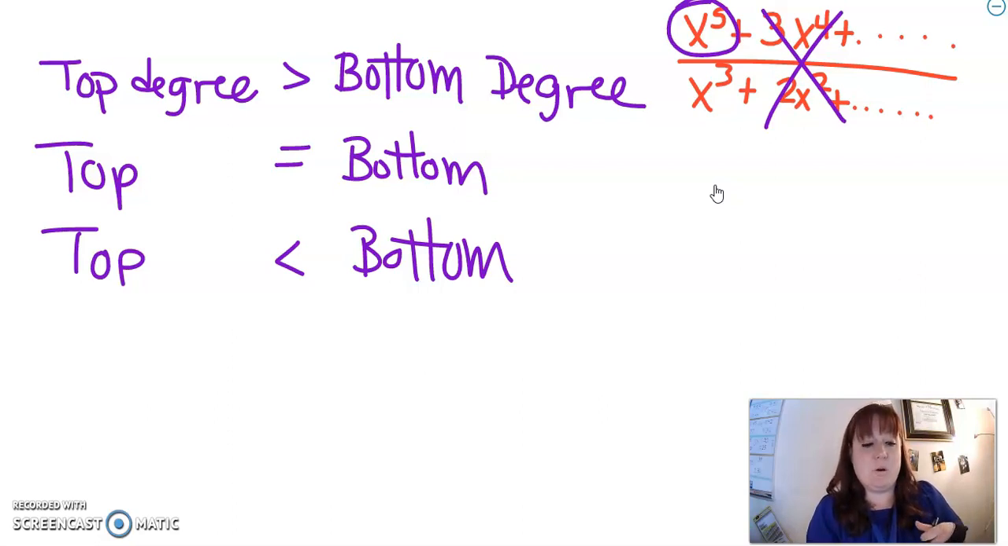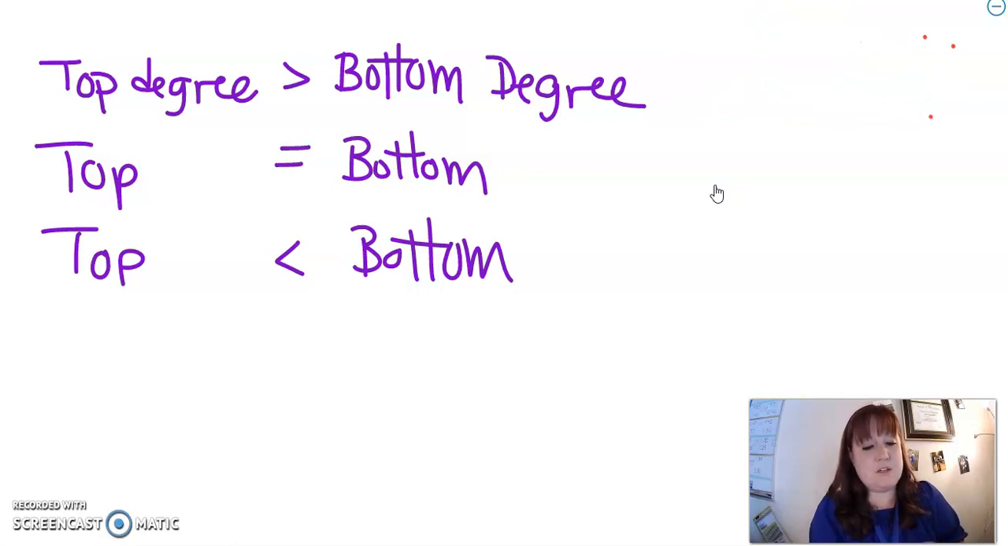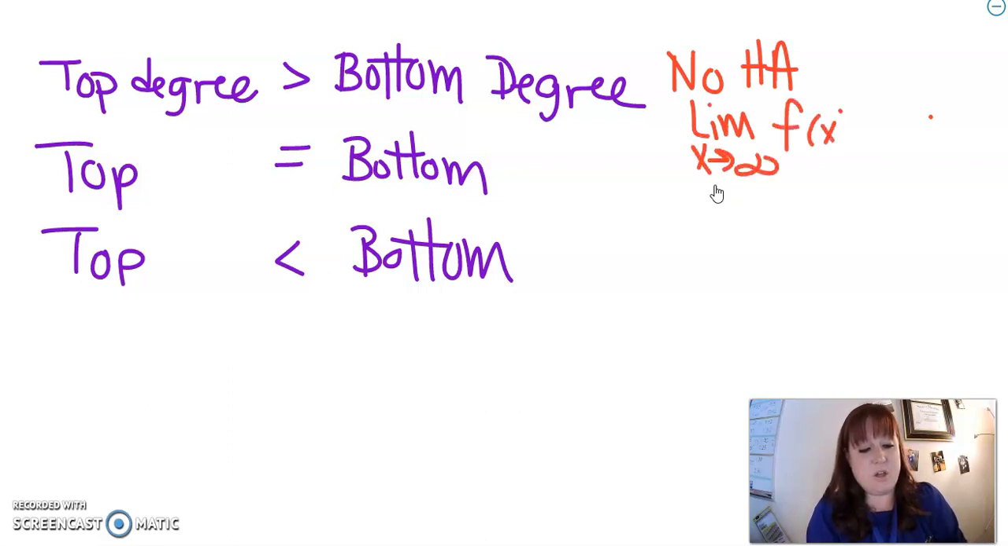So basically what we end up with is no horizontal asymptote, or what we found last year is a slant asymptote, but really there's no horizontal asymptote. As x gets bigger and bigger, the y value keeps getting bigger, so it goes to infinity. So for top degree greater than the bottom degree, we have no horizontal asymptote, which means as x goes to infinity, y is also going to infinity. So the limit as x approaches infinity of a function would equal infinity or negative infinity.